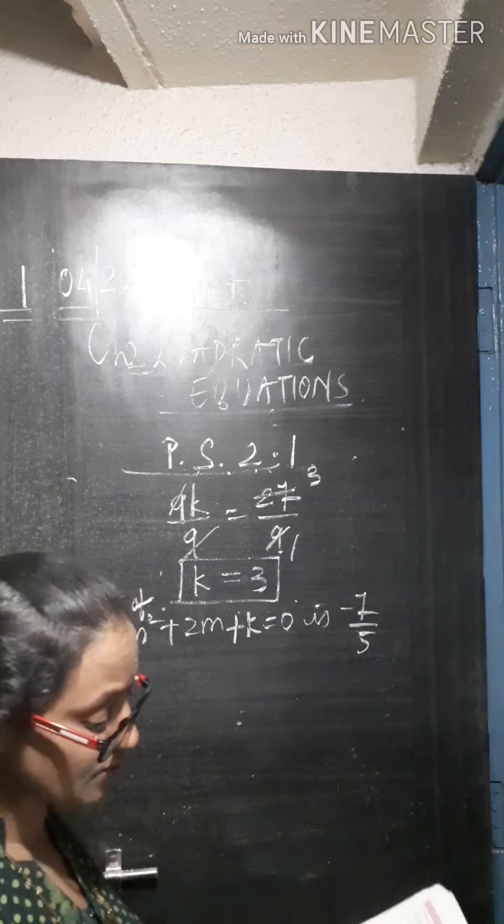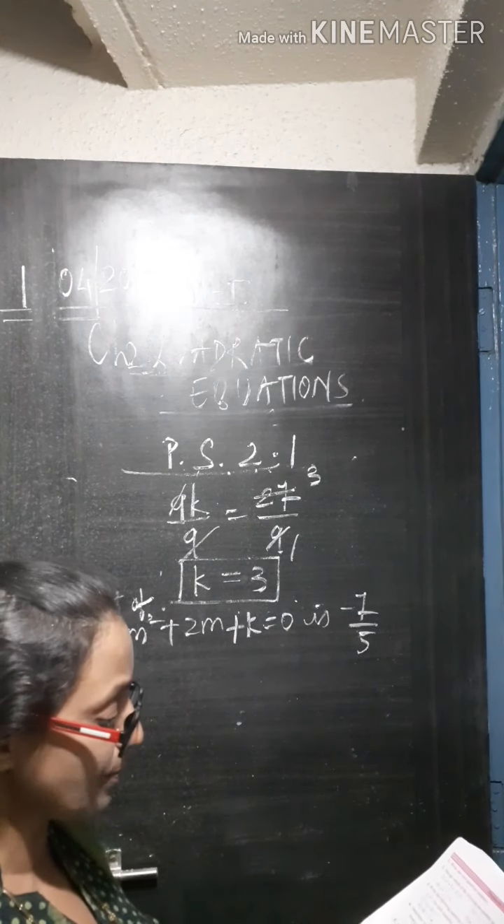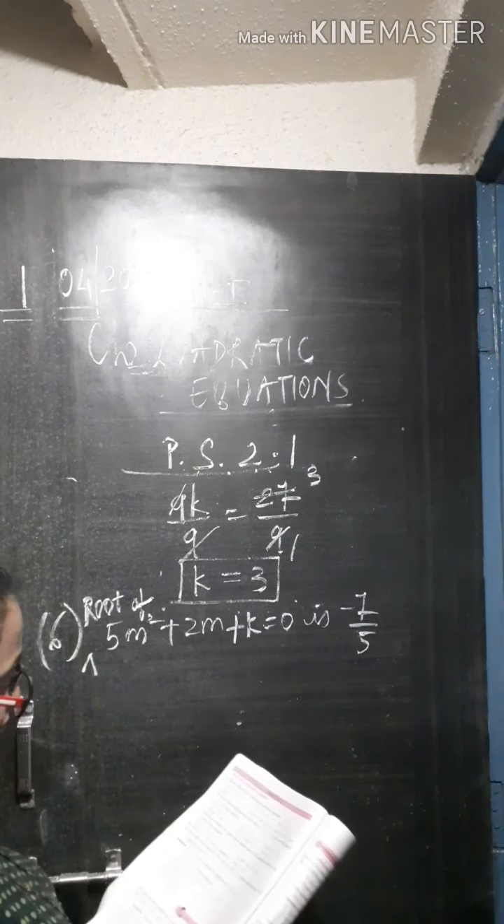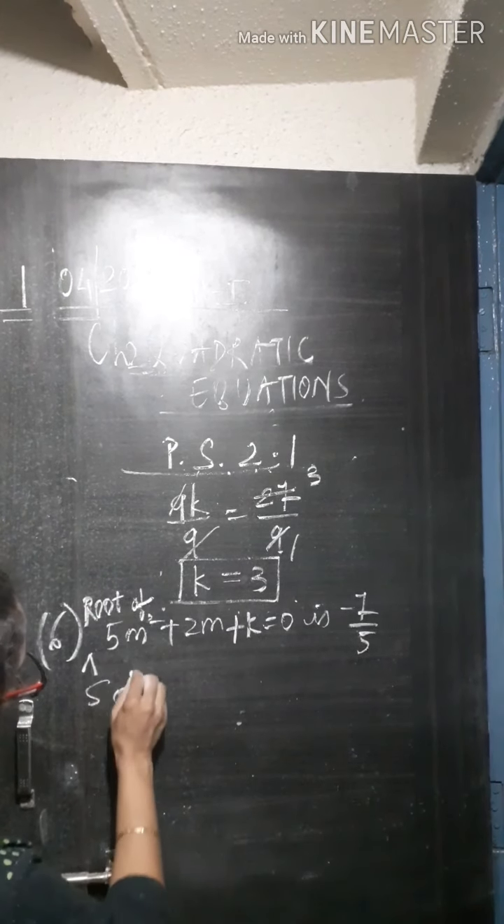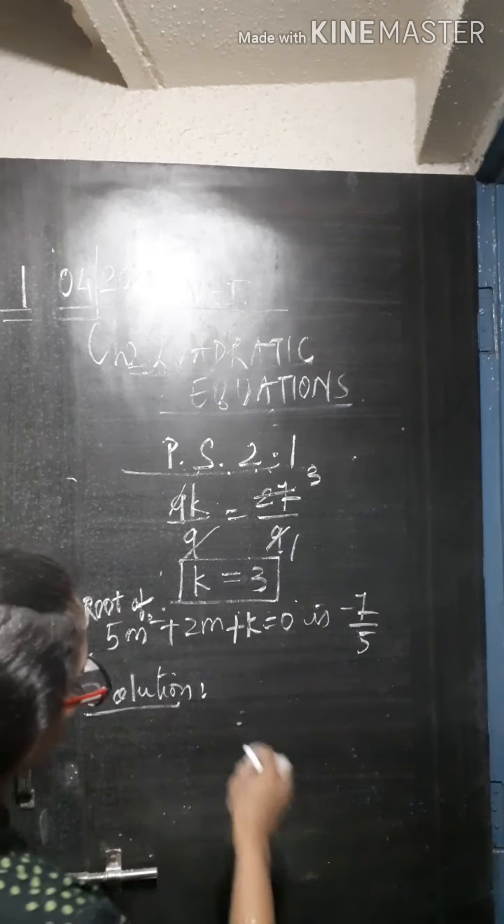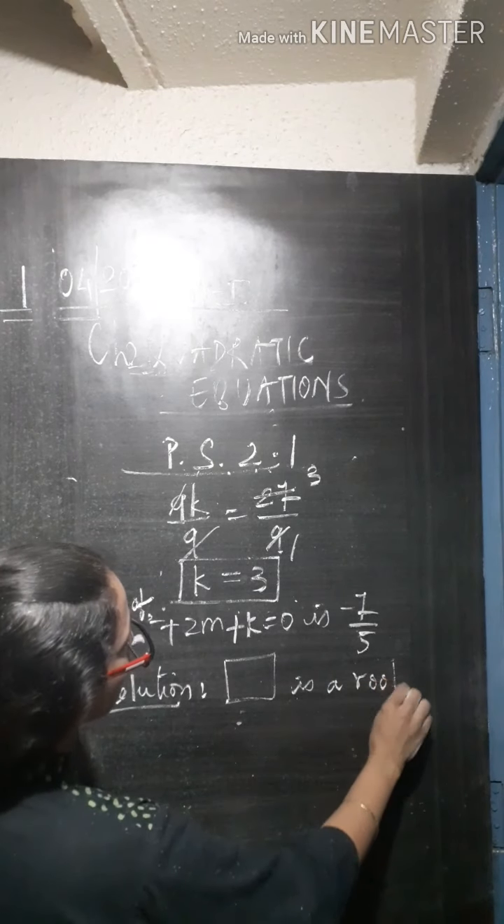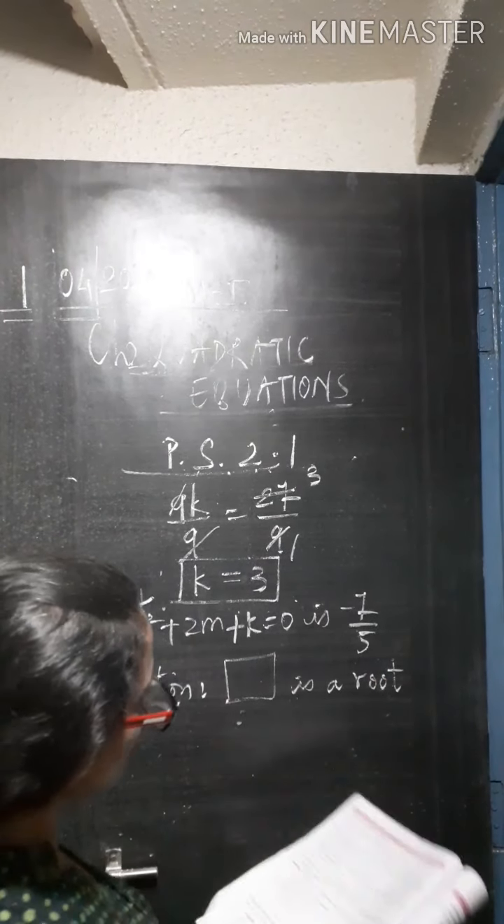They have already written the steps for you in the textbook with a few blank boxes. The same steps I'm going to write with the blank box. So the first step they have given is the solution, and they have given: box is a root. I have already written over here: dash is a root of the equation.